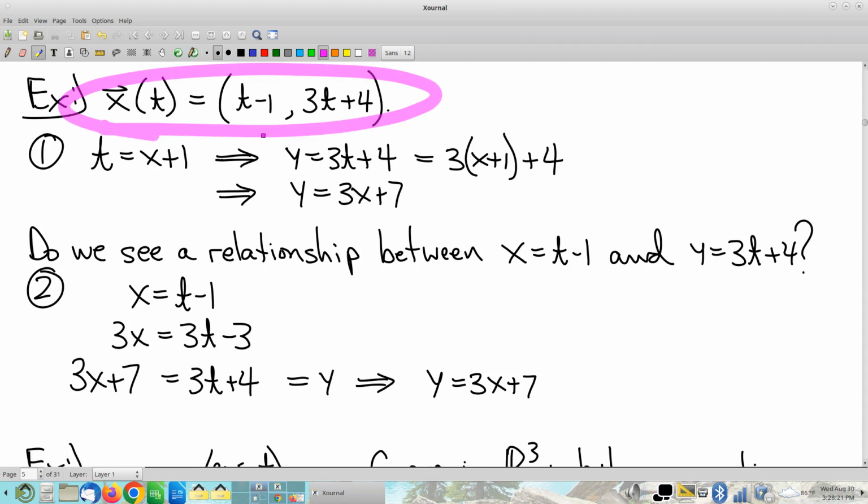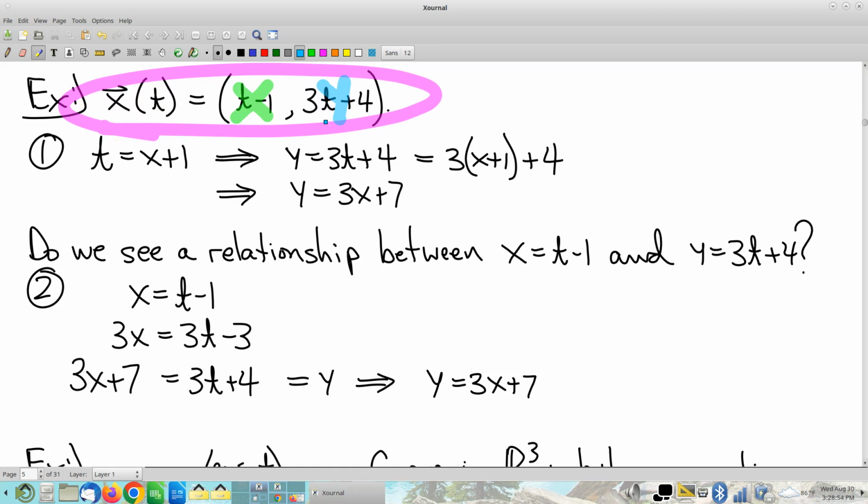Different notation, right? Notice I didn't say x equals and y equals. I say, look, position is this formula. Keep in mind when it's written like this, don't forget an ordered pair means that the first one is your x coordinate. So that t minus 1 is x. And this 3t plus 4 is your y.